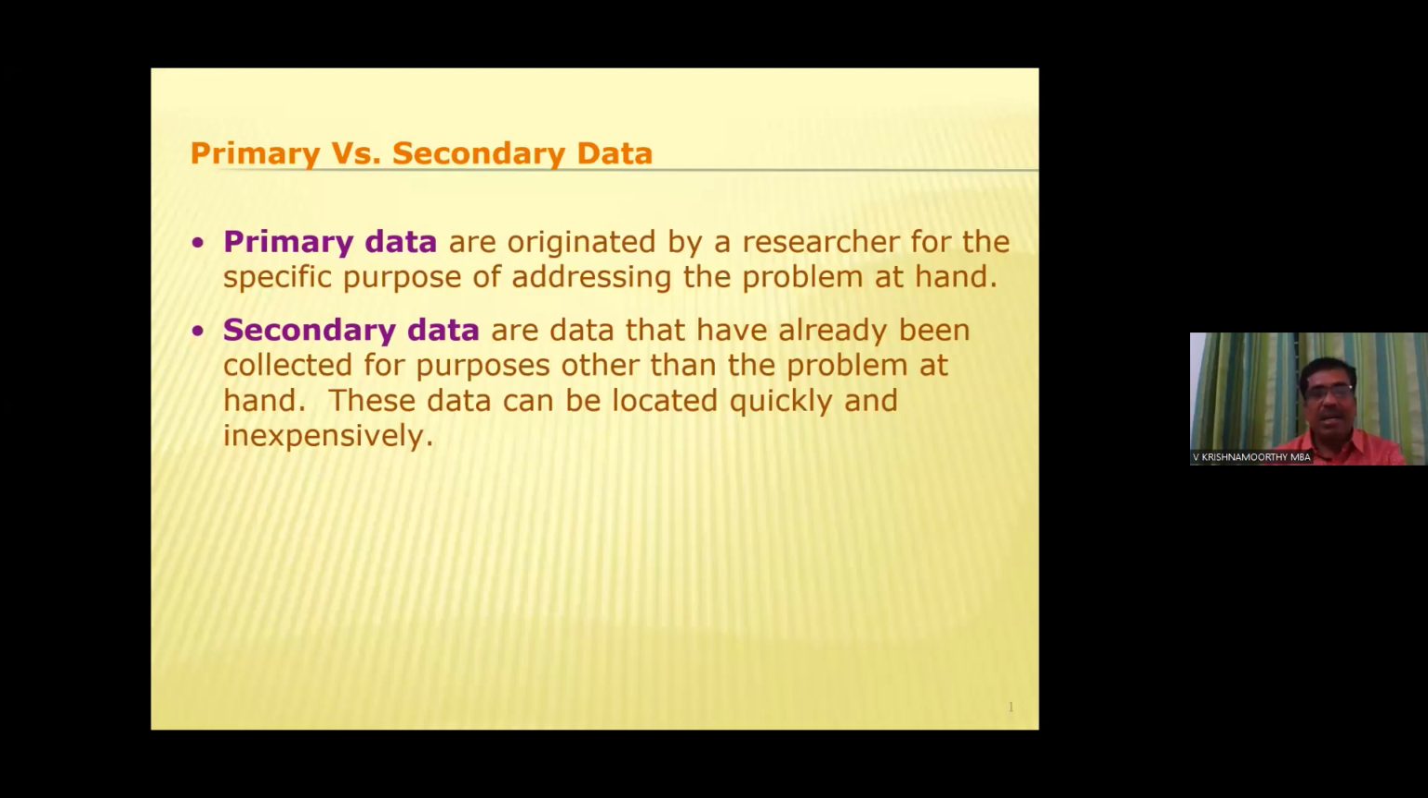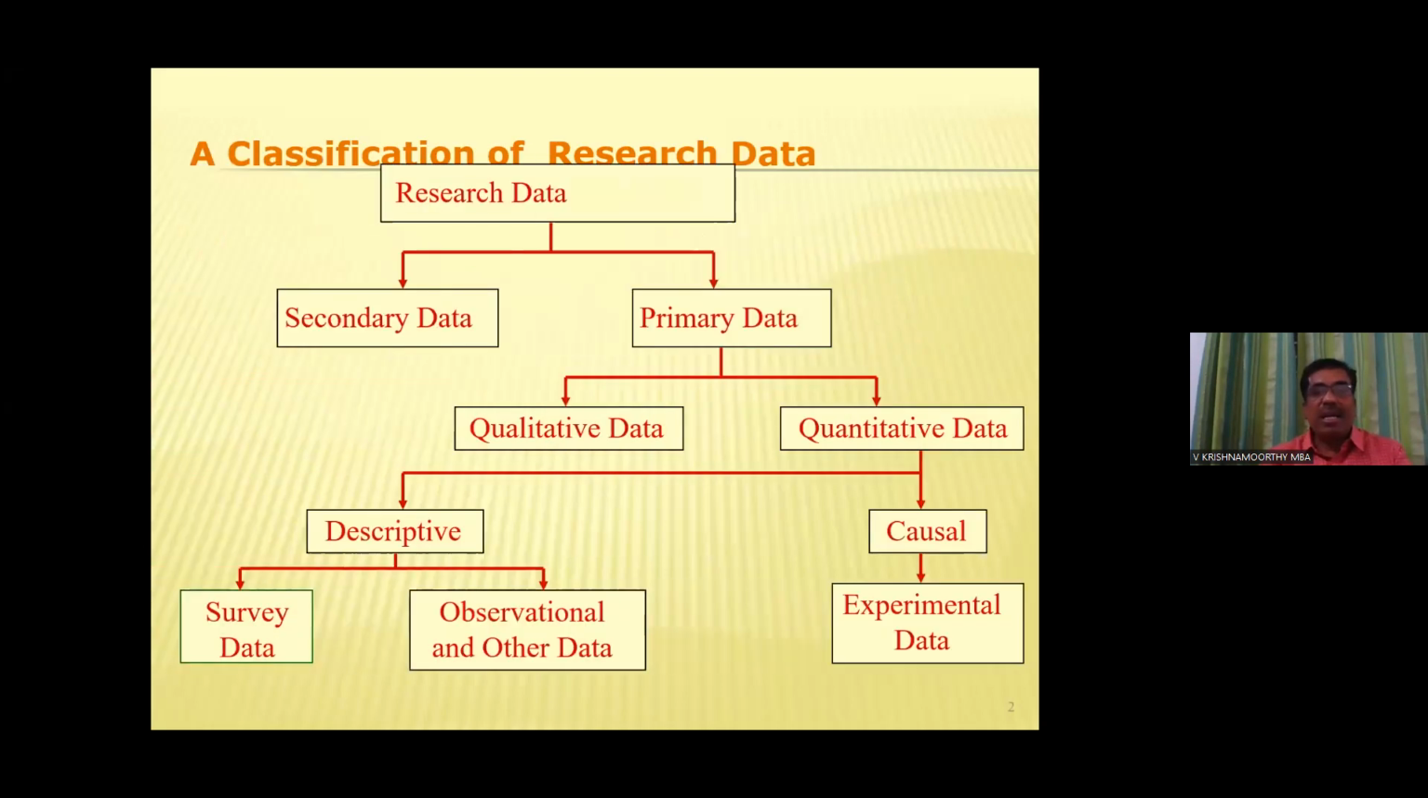What is secondary data? Secondary data are those data which are already collected by somebody else. Now you are going to use the same data for your research. When you use the same data for your research, it is said to be secondary data.